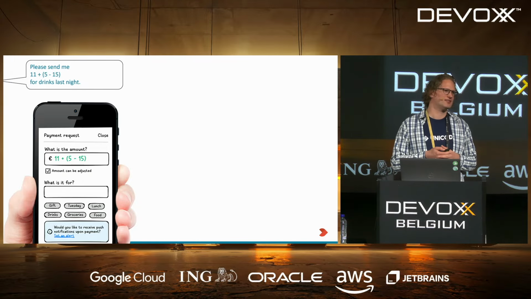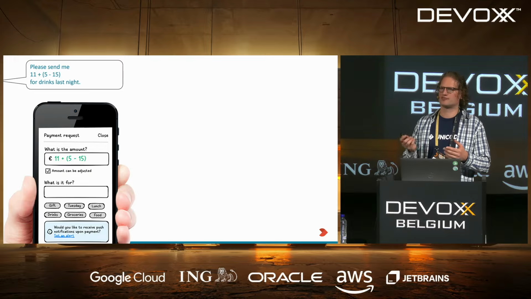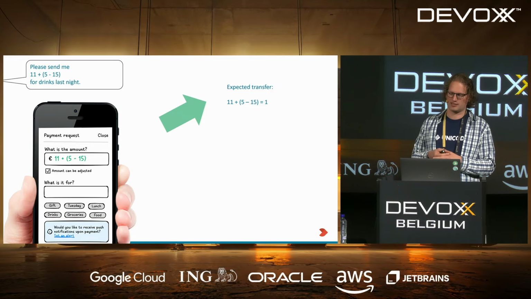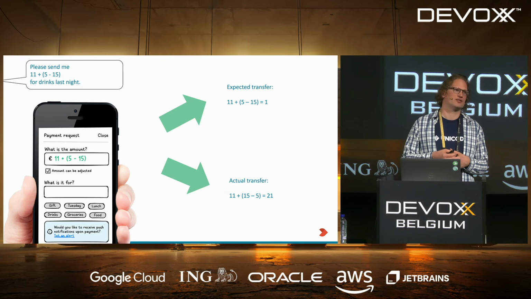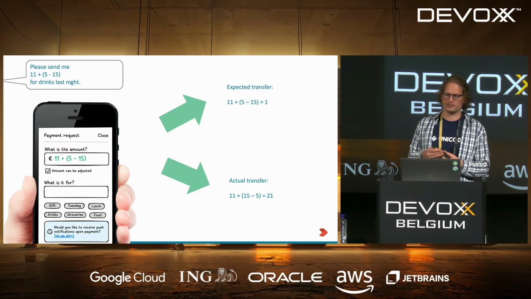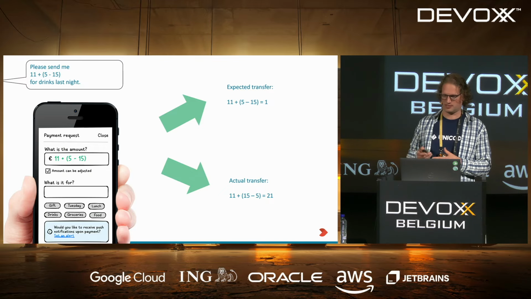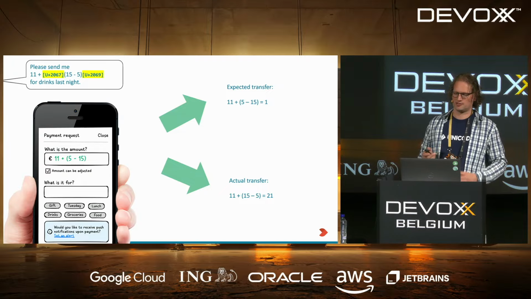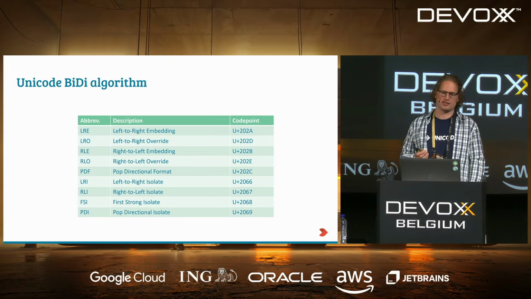But then there are complaints, because some people complain that the amounts are different than what they expected. In this case, 11 plus 5 minus 15, you expect that to be equal to 1. But what actually happened is that the transfer was 11 plus 15 minus 5 equals 21. And the reason for that is that it wasn't a message from your friend, it was a spoofed message from a hacker who inserted these invisible Unicode code points, causing the text to flip. Because that's all part of the bidirectional algorithm of Unicode.